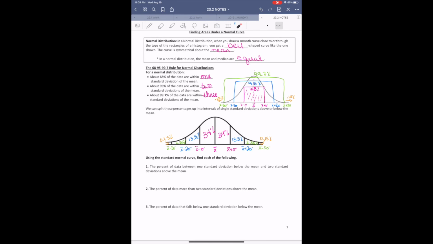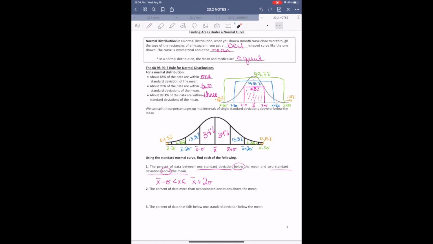It says the percent of data between 1 standard deviation, so 1 standard deviation below the mean, and 2 standard deviations above the mean. Now, I'm going to write this out using the mean symbols just so that you can see what it's talking about. Okay, so if we look at data between 1 standard deviation below, so that means I take my mean and I subtract 1 standard deviation, and 2 standard deviations above the mean. That means I'm going to take the mean and I'm going to add 2 standard deviations. We're looking for the amount of data that falls within that value.